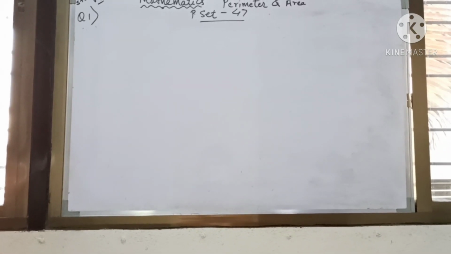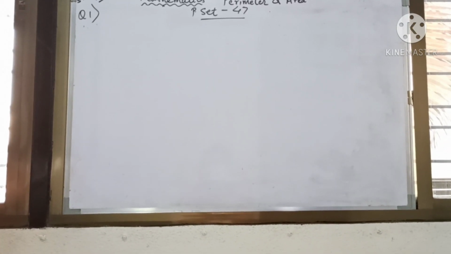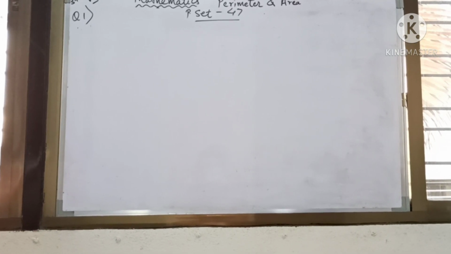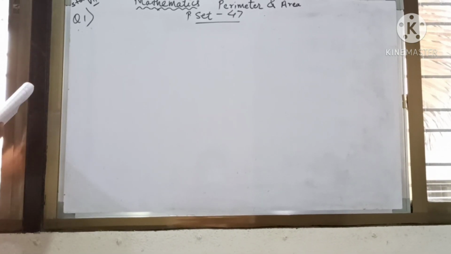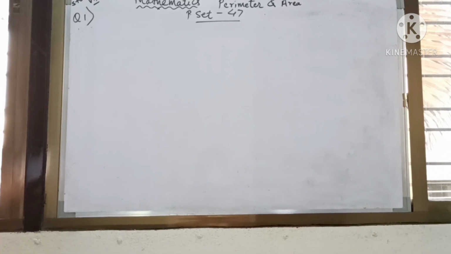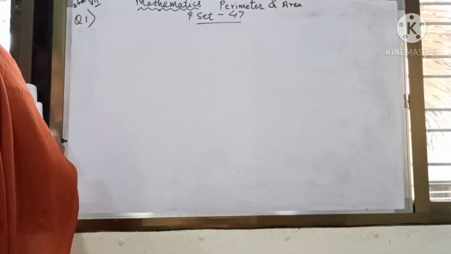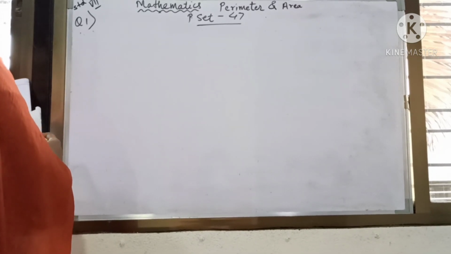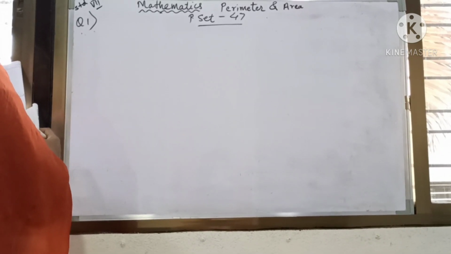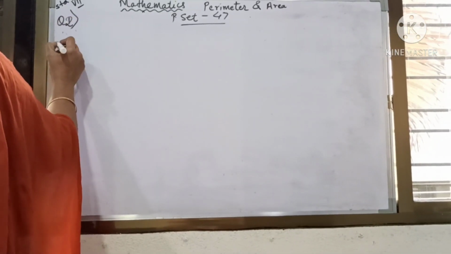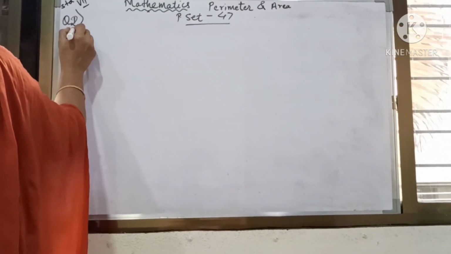Second question. Find the total surface area of the cuboids of the length, breadth and height. The length, breadth and height are given to you. So we will solve the second sum. Question number 2. The third sum we will solve.